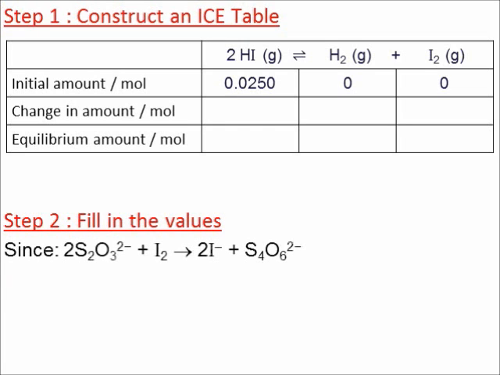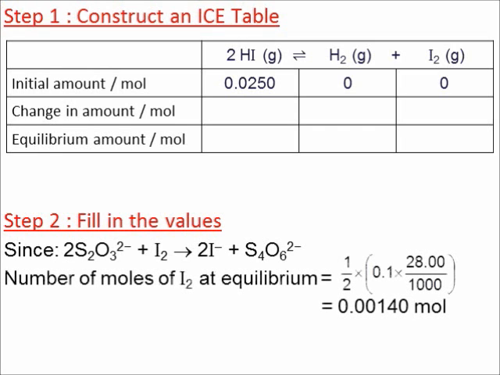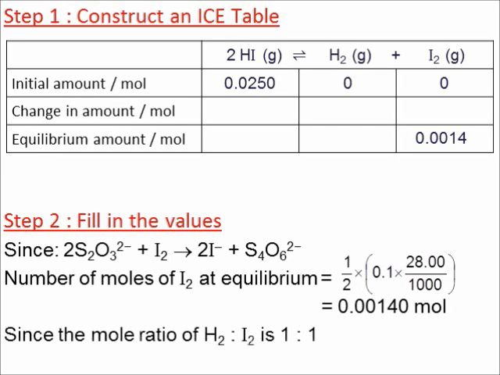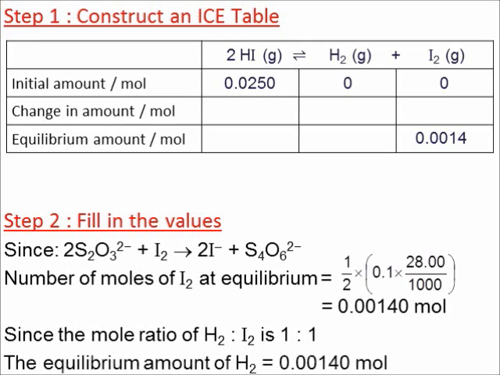By titrating the reaction mixture at equilibrium with thiosulfate, we can determine the amount of iodine present at equilibrium. We fill in the obtained value of 0.00140 mole under iodine and along the third row. From the stoichiometry of the reaction, the same amount of hydrogen must also be produced as well. We also fill in 0.00140 moles under hydrogen in the third row.